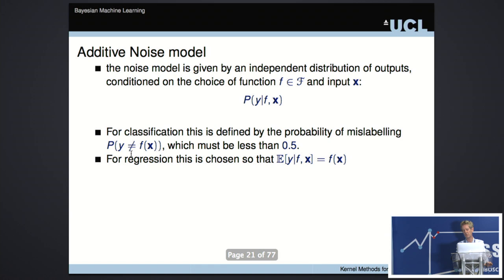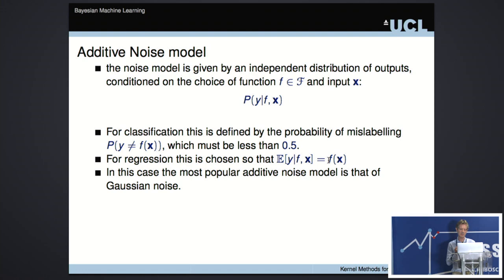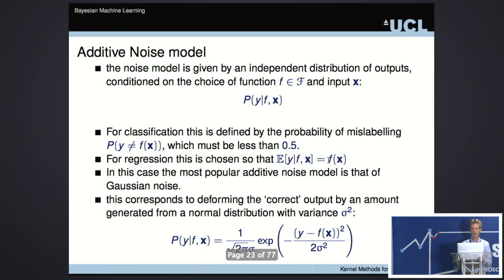In regression, typically there will be a distribution over the y values that you might see, and the expectation of that distribution would in fact be f of x. So it's centered on the correct value, but there's going to be some distribution around that value that you would observe. The most popular choice would be to use a Gaussian noise model, so the actual observation is a Gaussian distribution centered on f of x, with a variance, let's say, sigma squared.